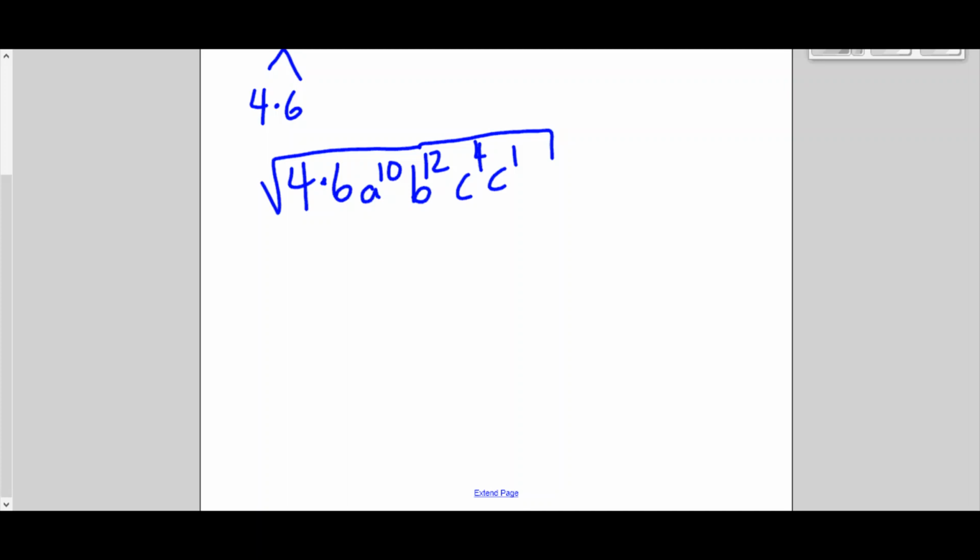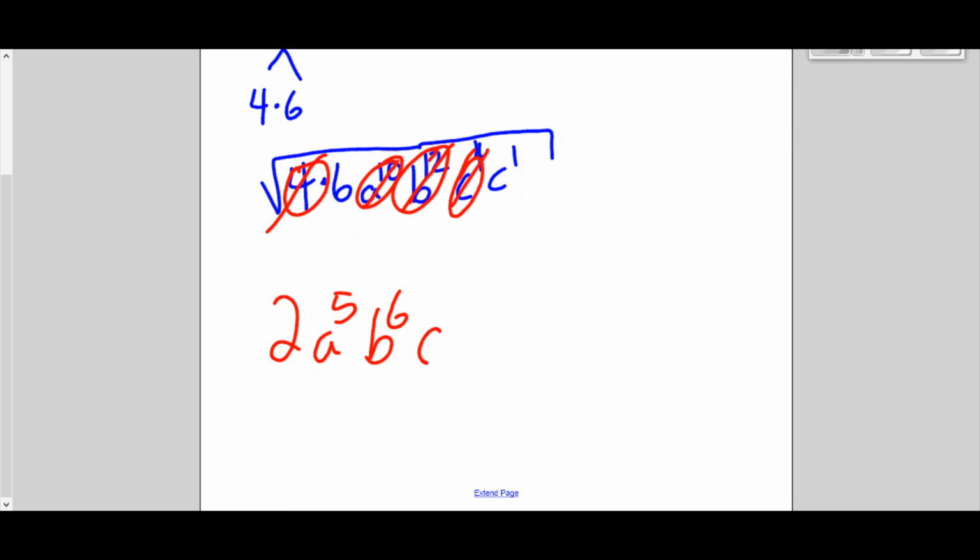So find your perfect squares. So 4 is a perfect square, so that's going to come outside the radical. Square root of 4 is 2. 6 is not a perfect square, so I'm going to leave 6 alone. A to the 10, 10 is even, so I'm going to divide that by 2. So that's going to be 5, and that takes care of that. B to the 12, 12 is even. 12 divided by 2 is 6, so it's b to the 6. C to the 4, 4 is even. 4 divided by 2 is 2, so this is c squared.